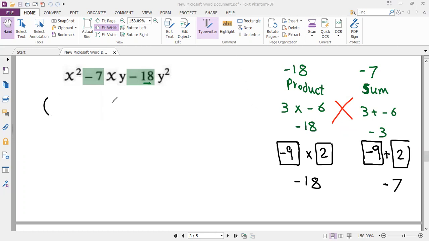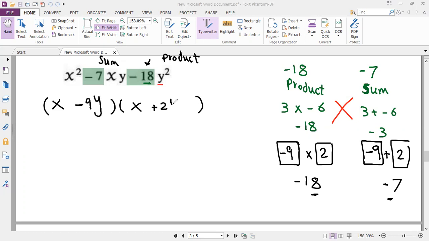Here we have x squared. So x squared, we can express it as x multiplied by x. And what about -18? -18 is the product, and here -7 is the sum. So the two numbers, their product -18 and their sum -7, are -9 and 2. So right here -9 and right here +2. But we have y squared here, so write -9y and right here 2y. And you observe that the middle term contains x and y.